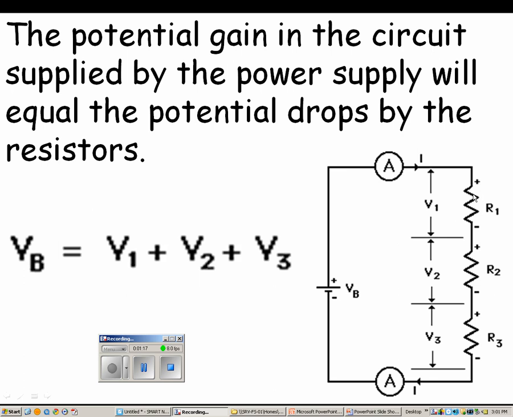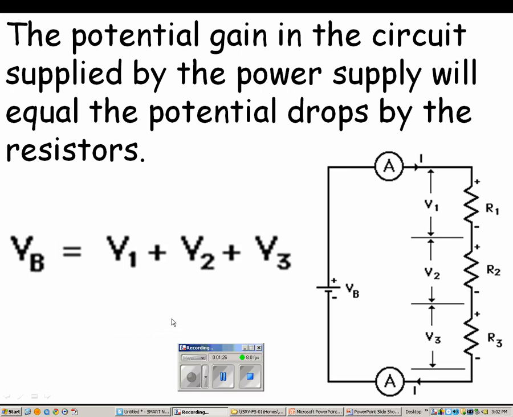This V1 is the voltage drop across the first resistor, this V2 is the voltage drop across the second resistor, and V3 is the voltage drop across the third resistor. And you'll see here the rule is that VB, in other words the total voltage here, is just the voltage drop across the first resistor plus the voltage drop across the second resistor plus the voltage drop across the third resistor. This is the rule for total voltage.